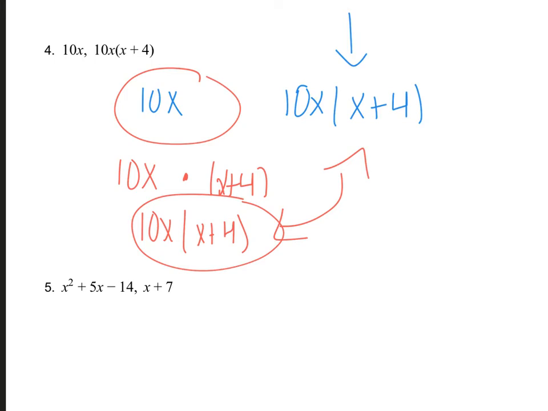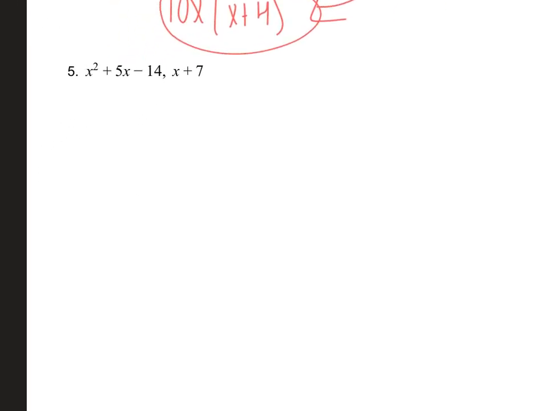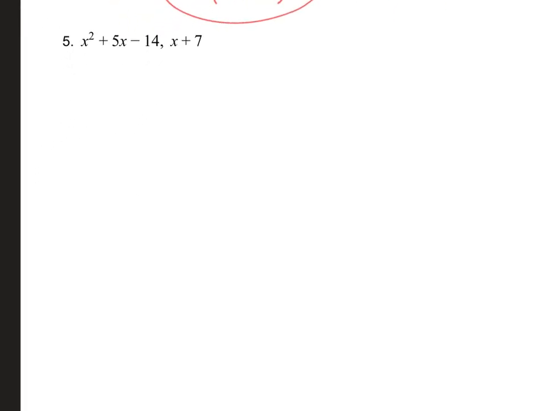Now coming down here to number 5, this one can be just a little bit more tricky because the answer isn't quite as obvious. So looking at this one, x squared plus 5x minus 14 and x plus 7. I'm going to rewrite these: x squared plus 5x minus 14, then I've got x plus 7 over here.